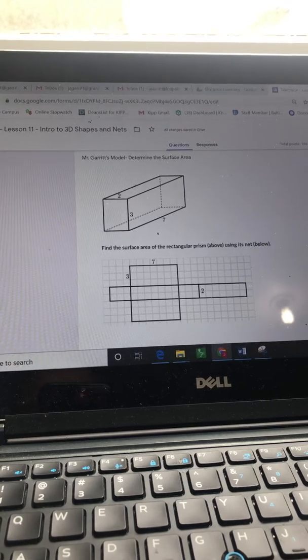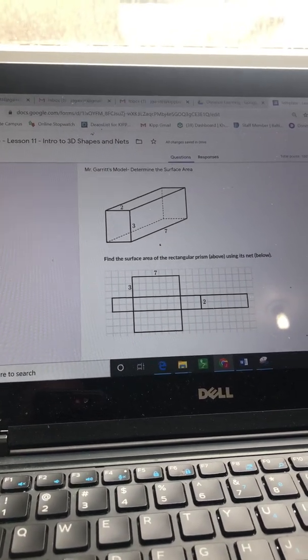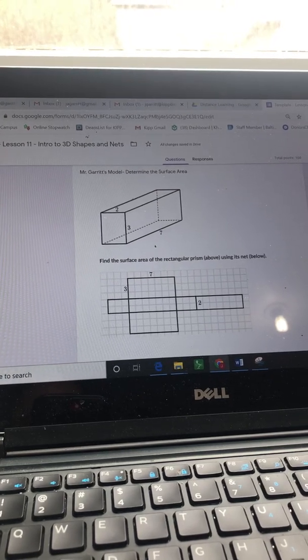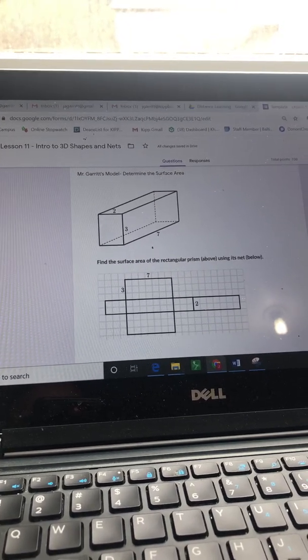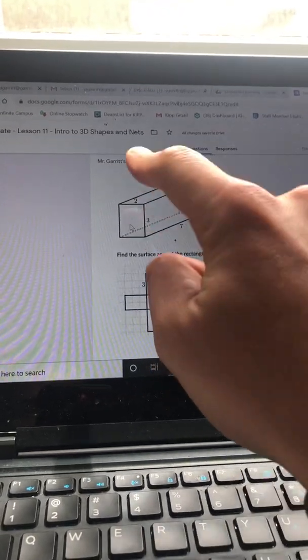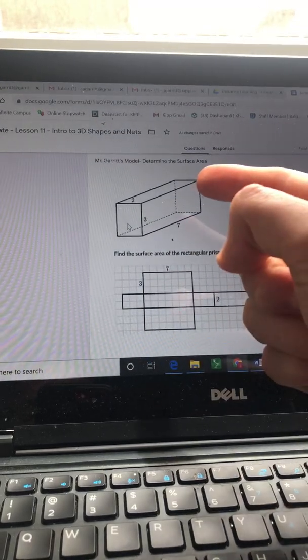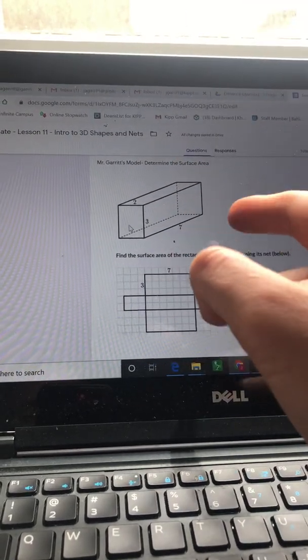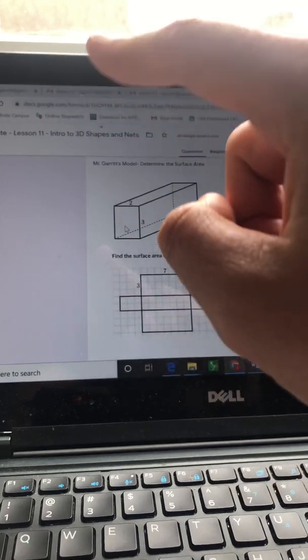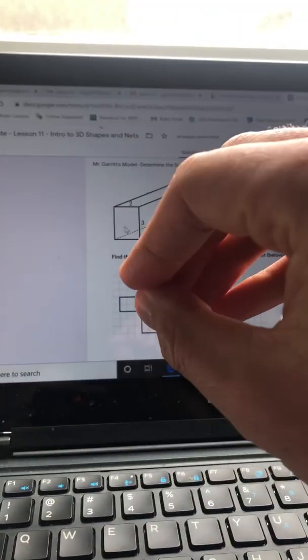So just like the previous example, I need to find the area of each one of the 6 faces that this shape has. So if you look right here at the front, I want to find the area of this. Then I want to find the area of the back. I want to find the area of the right. I want to find the area of the left. I want to find the area of the top. I want to find the area of the bottom. Then I want to add those up.